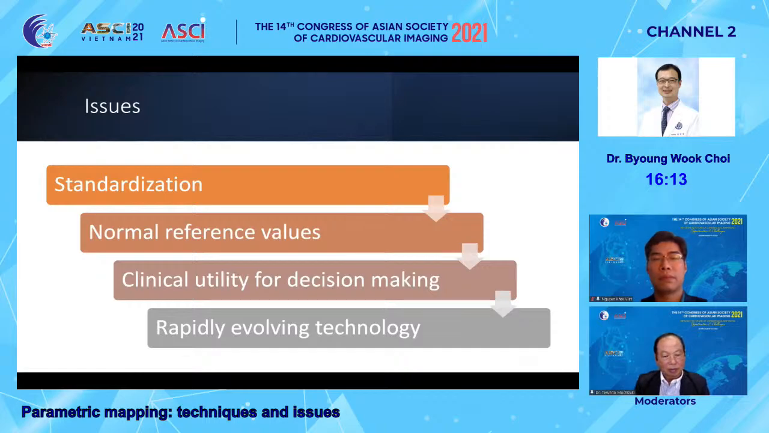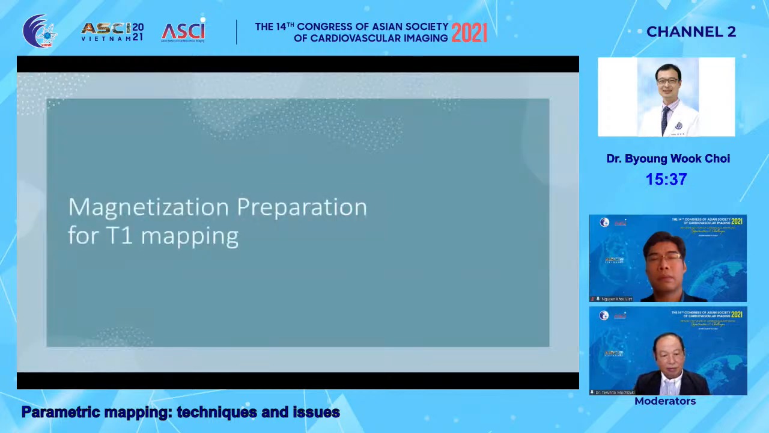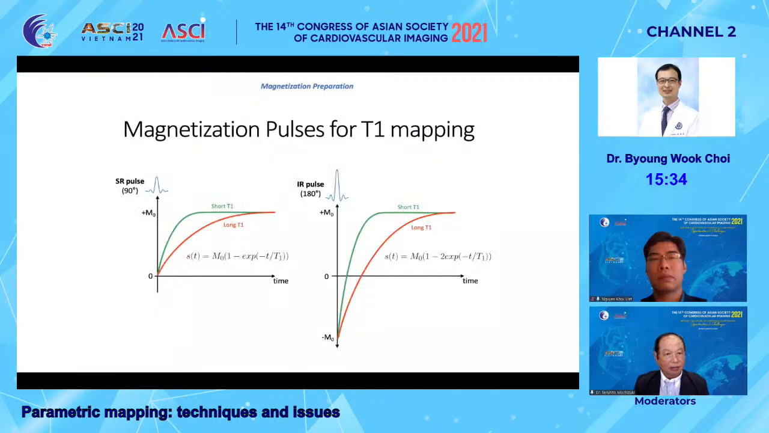However, there is a big obstacle for widespread clinical use of parametric mapping, which is the lack of standardization of techniques. In consequence, normal reference value is usually acquired in a specific local setting, then can be applied only to intended local data acquired with the same method. Without interoperable data, study for clinical utility of parametric mapping is not effective. In addition, the technology has been rapidly evolving. I'm going to talk about basic techniques of T1 and T2 mapping. Let's see how to do T1 mapping first.